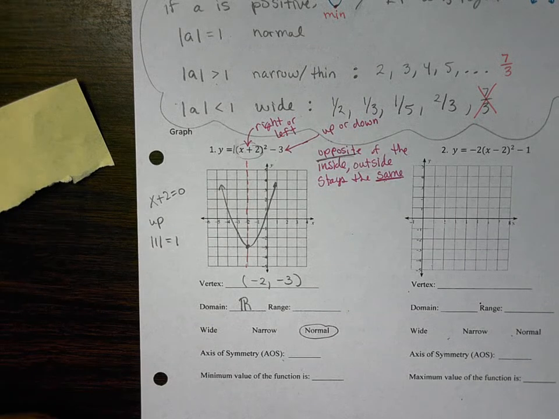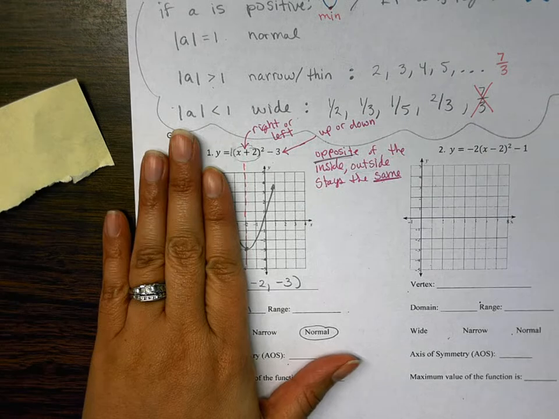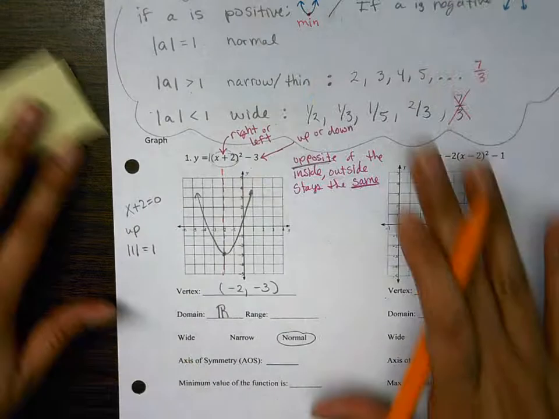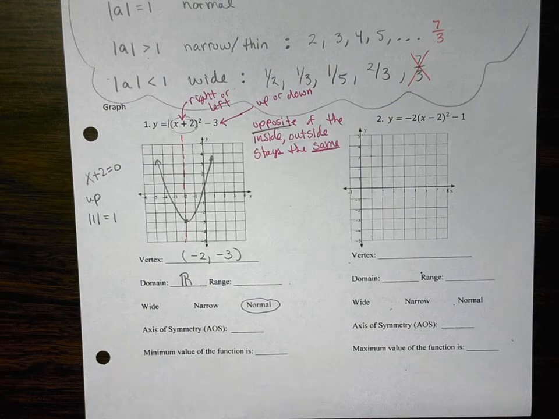So it's all reals. Guys, in Math 3 you have restrictions. It's no longer all reals. And you have parabolas that open sideways. So that's a whole other thing. All right. Axis of symmetry.